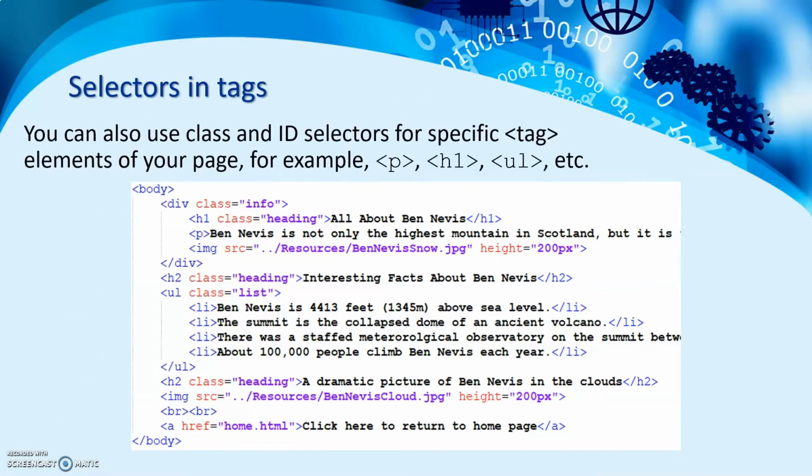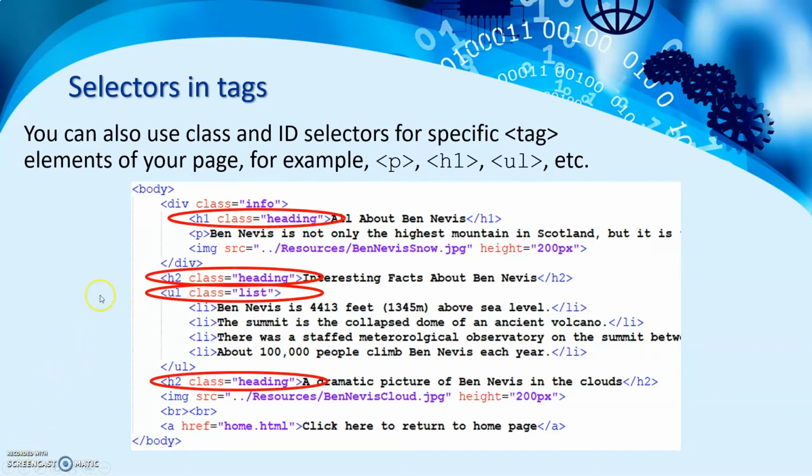Right, now, a little backward step here. Using the selectors, class and ID, we can use them not just with divisions, but with specific tag elements of your page. For example, a paragraph, a heading 1, an unordered list, etc. So what I've done here is I have gone for my H1, which says All About Ben Nevis, and I've given it the class heading.